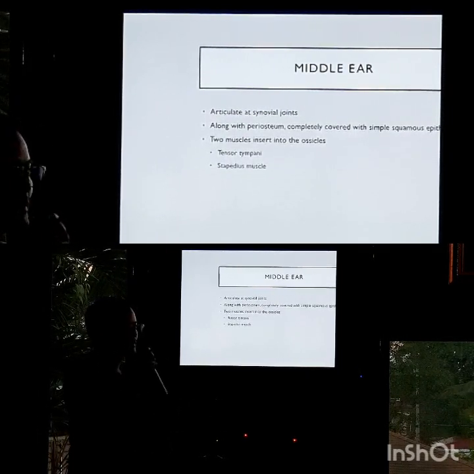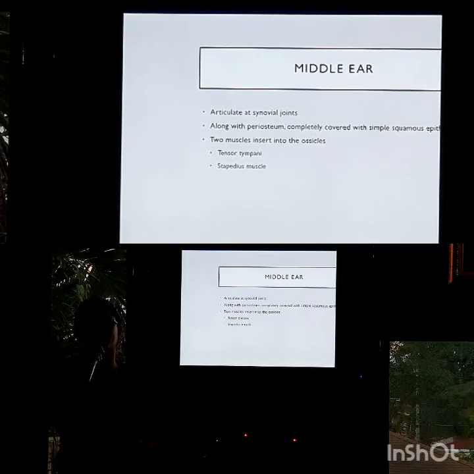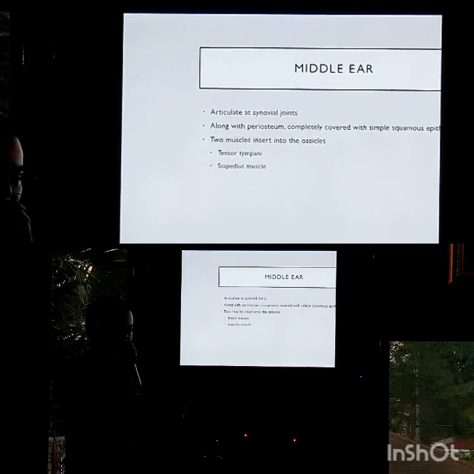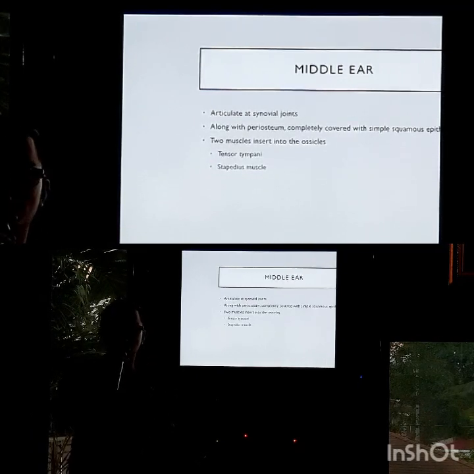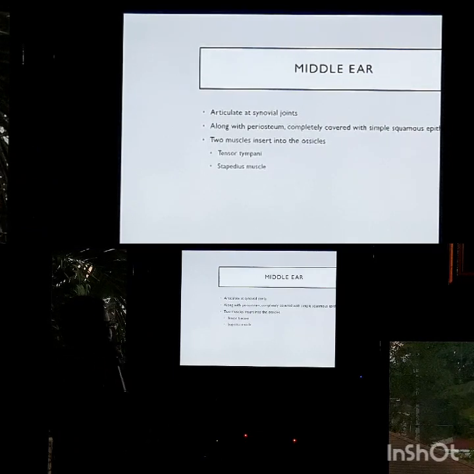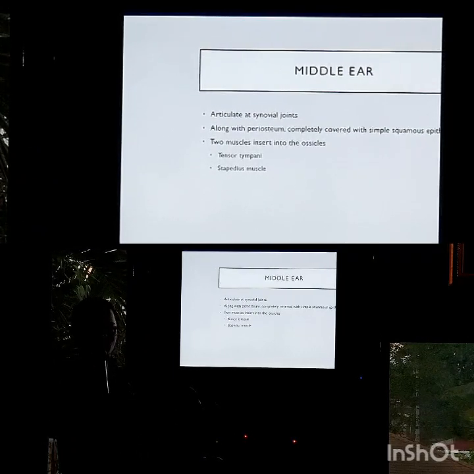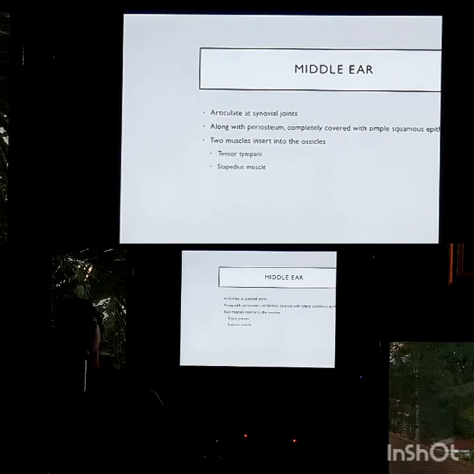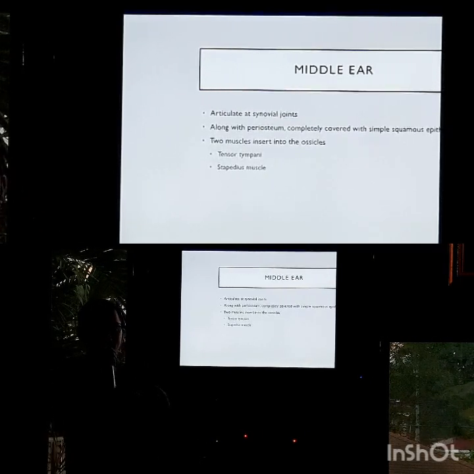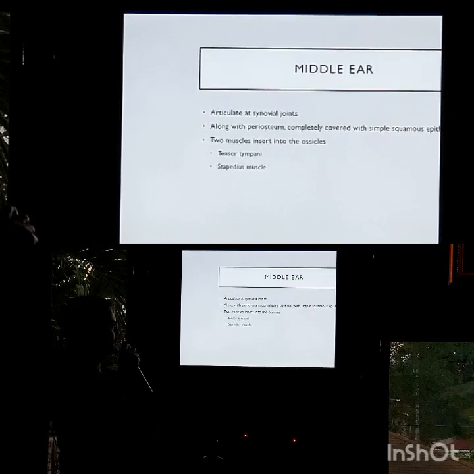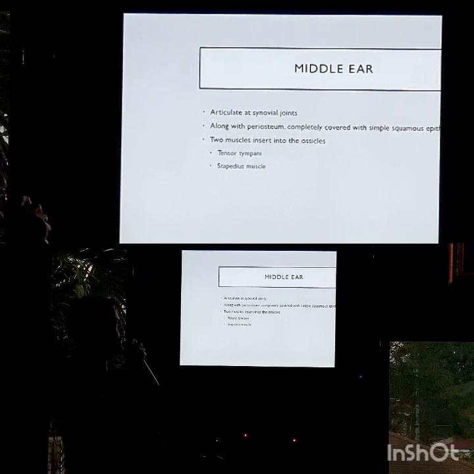Tensor tympani, remember, is innervated by the 5th cranial nerve or the trigeminal nerve. And the stapedius is innervated by the 7th cranial nerve. What are they for? They prevent extremely loud sounds from damaging your inner ear. So, when there is an extremely loud sound like a blast or an explosion, these 2 muscles contract. They prevent excessive motion of the ossicles to prevent damage to the inner ear.